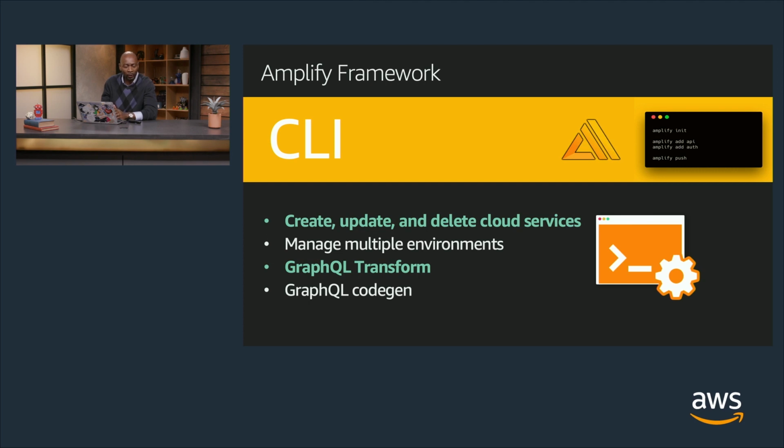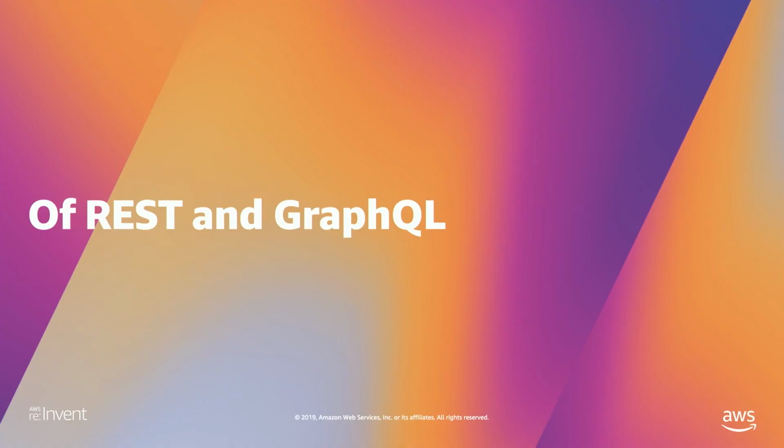The GraphQL transformer allows you to write a schema and provide directives that directly map your data types to data sources in the AWS cloud. It also provides a GraphQL codegen capability. So if you're doing work on Android or with Swift and you need code generated based on your queries and GraphQL mutations, it'll help you do that as well.